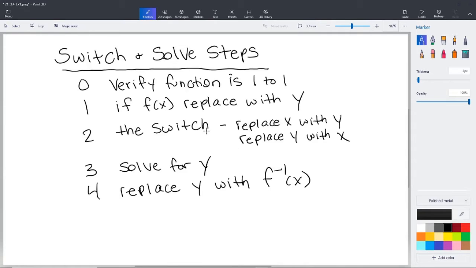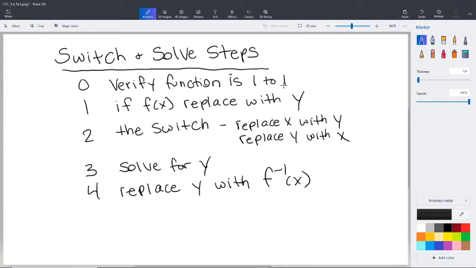Step 0, verify that the function is indeed one-to-one. So draw the picture or think about the picture and make sure it passes the horizontal line test. If it doesn't, you're done because it's not one-to-one. Only one-to-one functions have inverses, and this method will work for that. If not, again, you're done.